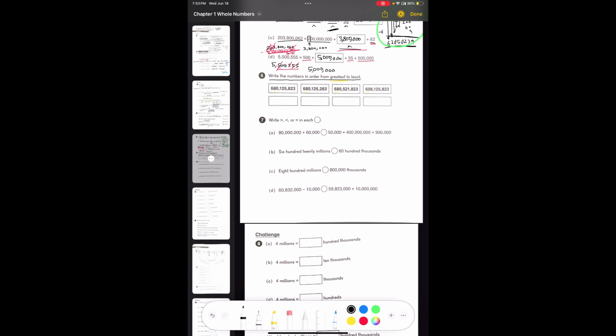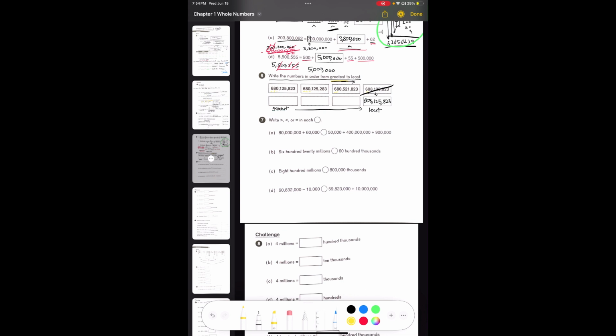That's weird. This one's different and it's smaller, which means we can write this in the least position. So this is greatest to least, as it says. So we're just gonna write this one here: 608,125,823, because this is the smallest number we have right now. So we use that one, and now we can compare this digit, the millions.